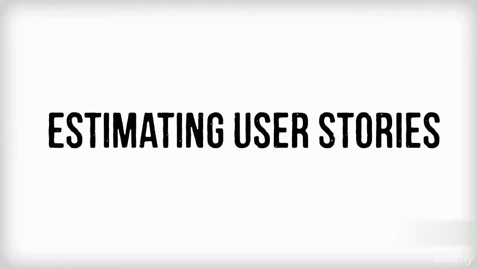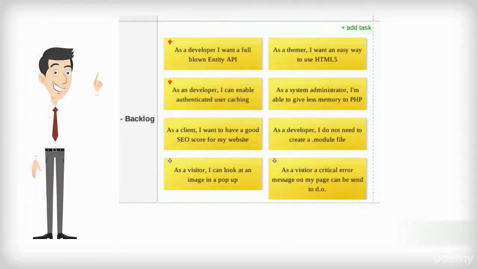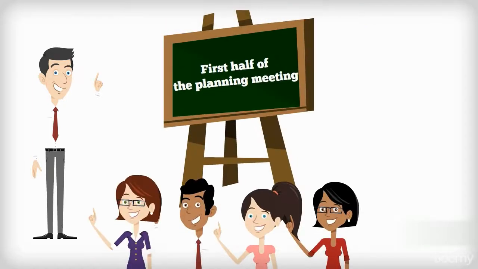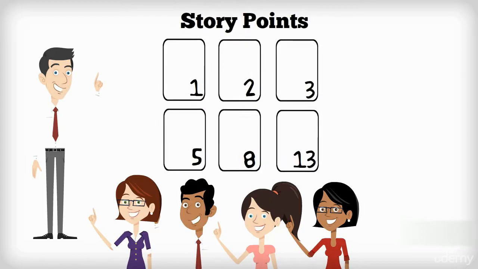Estimating user stories. As discussed, user stories are the most common artifact used to represent the features that the product owner would like delivered. If there are any stories in the backlog that have not been estimated before, the team will usually do this during the first half of the planning meeting to help guide on the amount of effort needed to deliver the sprint. Typically, the unit of estimate for stories is story points.